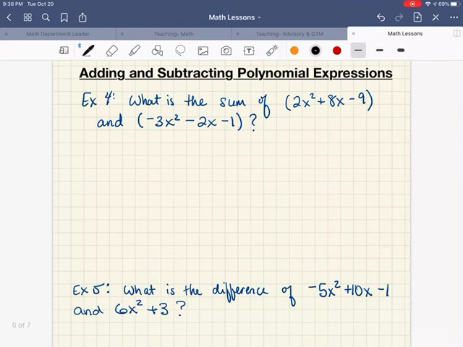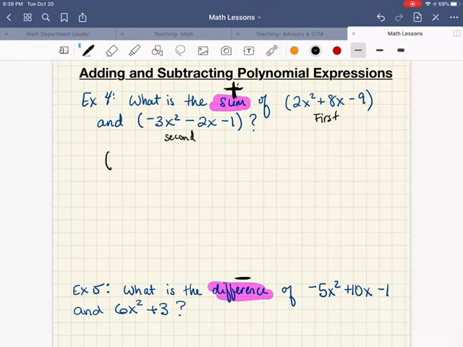Okay, last part, adding and subtracting polynomial expressions. So a couple key things to look for: the words sum and difference. Sum means add, I'll make it nice and big, add, and difference means subtract, okay? Another key thing, remember that you need to have parentheses. So the first thing we're going to do, if it says sum, I'm going to write this one first, and then this one second.